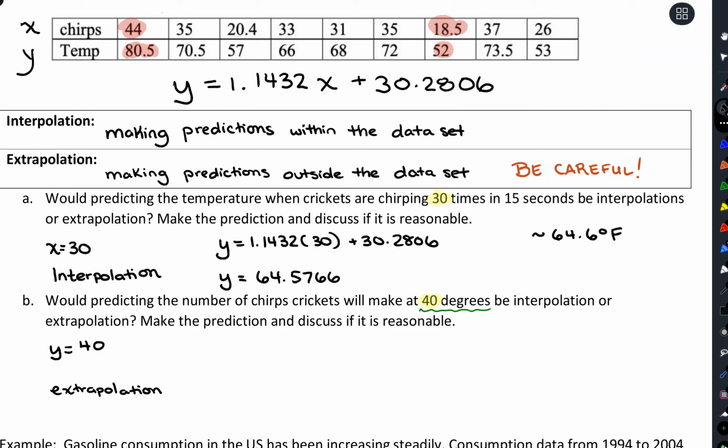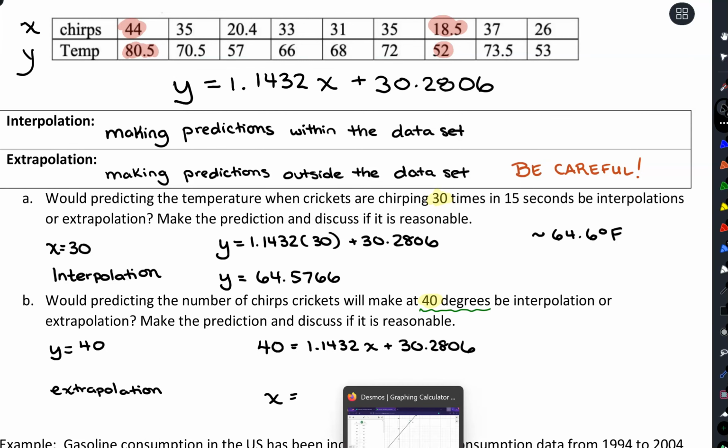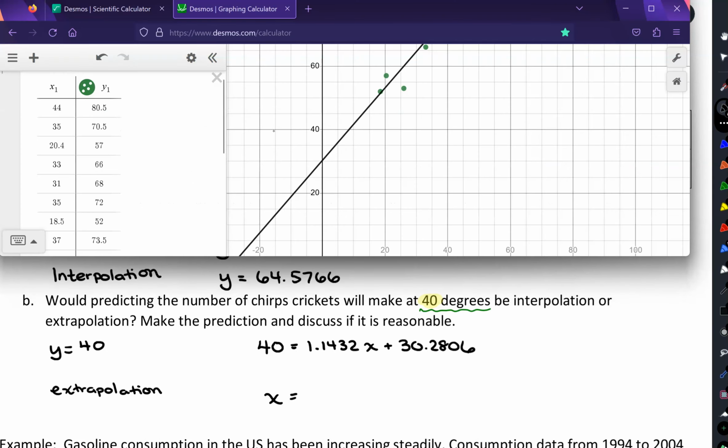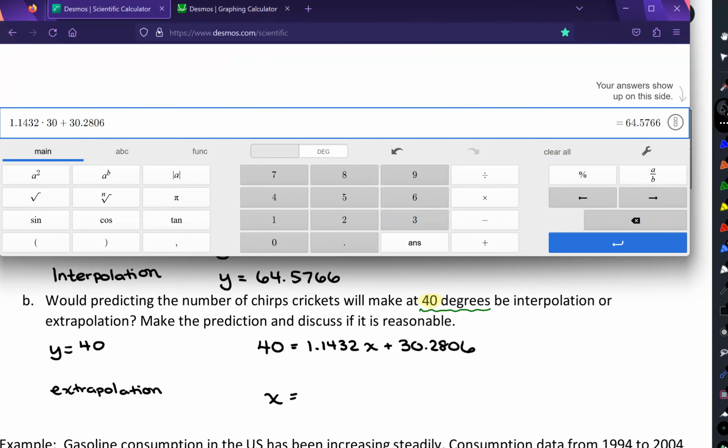So with this, we can plug in, and in this case, we would be going 40 equals 1.1432 times x plus 30.2806, and then we would be solving for x. When we get our result, we'll just have to see if it's reasonable or not. From there, we would want to have in our statement that we want to be careful because we are going outside of the data set.